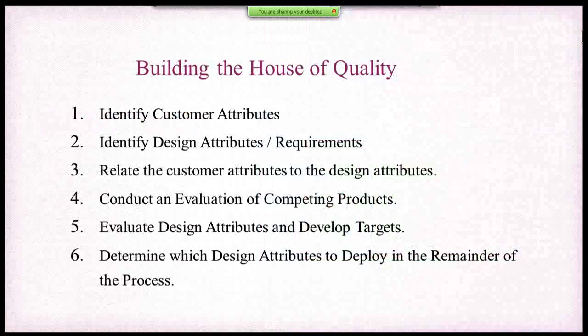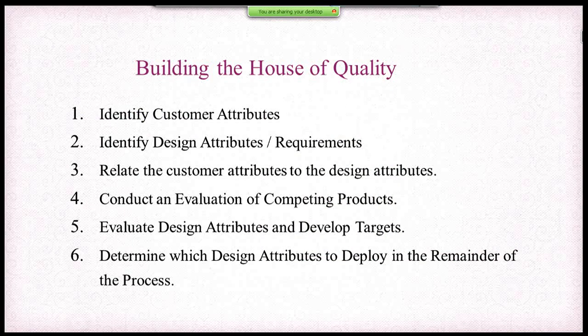What are the basic building steps of the house of quality? The house of quality has to first identify the customer attributes. How are these customer attributes identified? The customer attributes are taken as an input of the customer requirements, that is nothing but the voice of the customer.